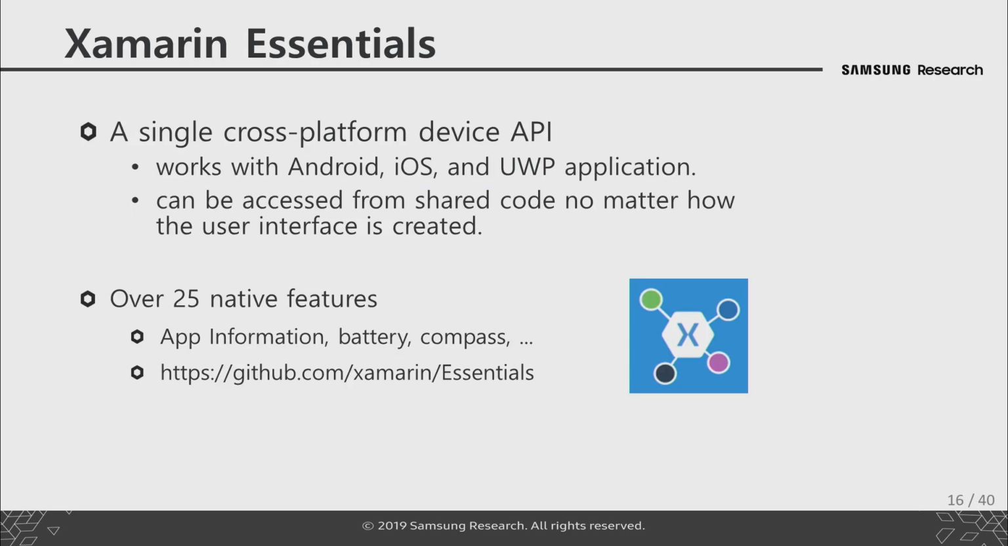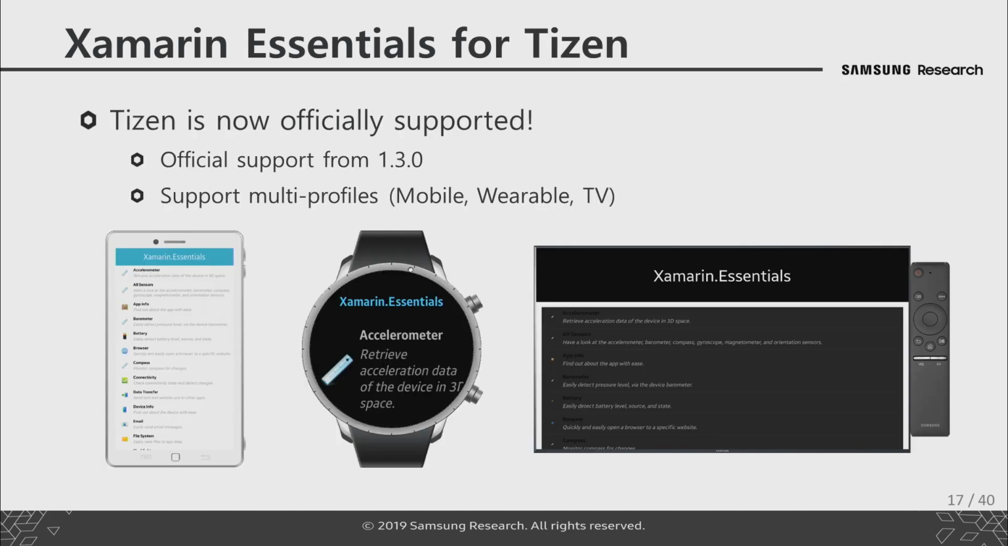And now it's Xamarin Essentials. Xamarin Essentials is a single cross-platform device API, so it works with Android, iOS, and UWP. Those essential APIs can be accessed from shared code, no matter how the user interface is created. It's a Xamarin project, and it provides over 25 native features, like app information, battery, compass, and many more. And if you were at the keynote this morning, there was a very important announcement about Xamarin Essentials: Xamarin Essentials now officially supports the Tizen platform.